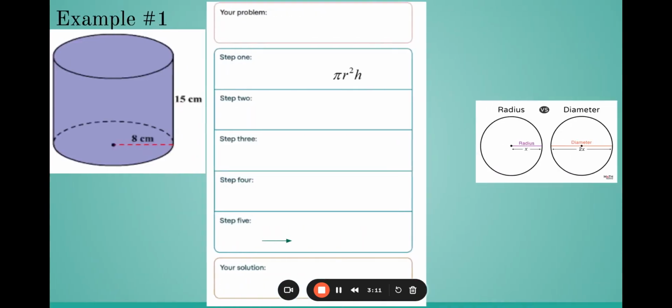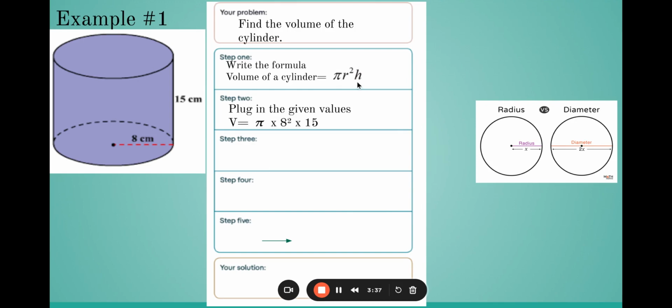All right, so let's jump right into some examples. So here we have a cylinder that has a radius of 8 centimeters and a height of 15 centimeters. We're going to find the volume of the cylinder. Our first step is to write down the formula. So that is pi times the radius squared times the height. Our next step is to plug in the given values. So let's bring that down here. We have pi times the radius squared, which is 8 squared, times the height, which is 15.